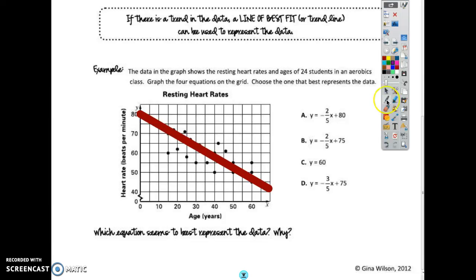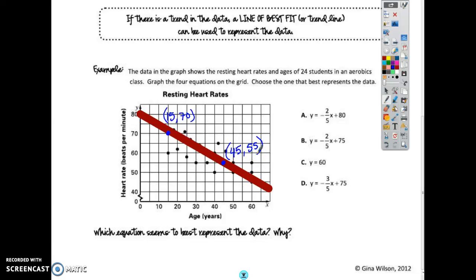Okay, so once you drew your line, you're going to pick 2 points on that line. Just 2 points. So pick some pretty points. I think it goes through 15 and 70, right? And then another one's over here at 45 and 55. So this is 15, 70, and this one is 45 and 55.